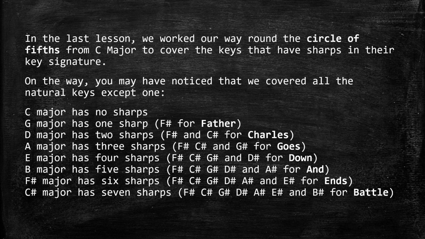So C major has no sharps, G major has one sharp, F sharp for Father, D major has two sharps, F and C, Father Charles, A major has three sharps, Father Charles Goes, E major has four sharps, Father Charles Goes Down, B major has five sharps, Father Charles Goes Down, and F sharp major has six sharps, Father Charles Goes Down And, and C sharp major has seven sharps, Father Charles Goes Down And Ends Battle.